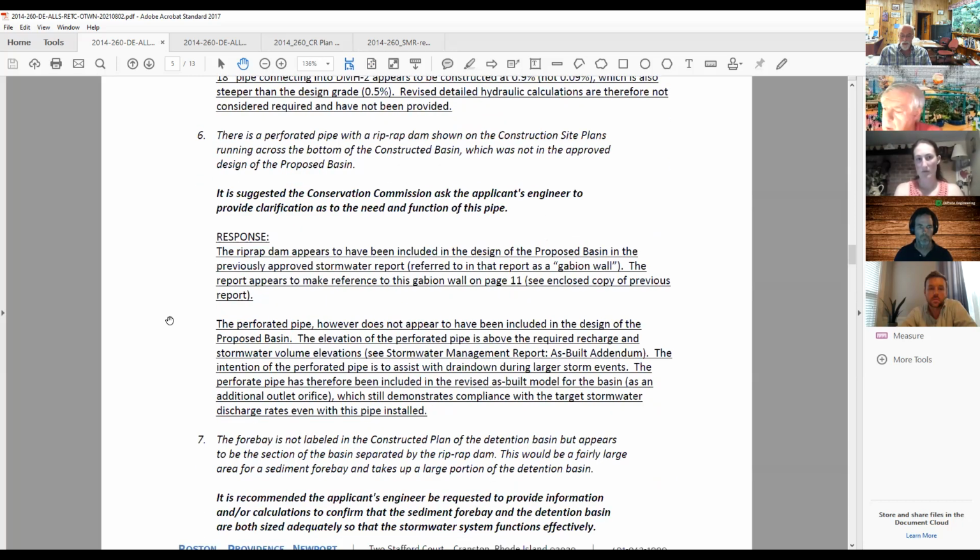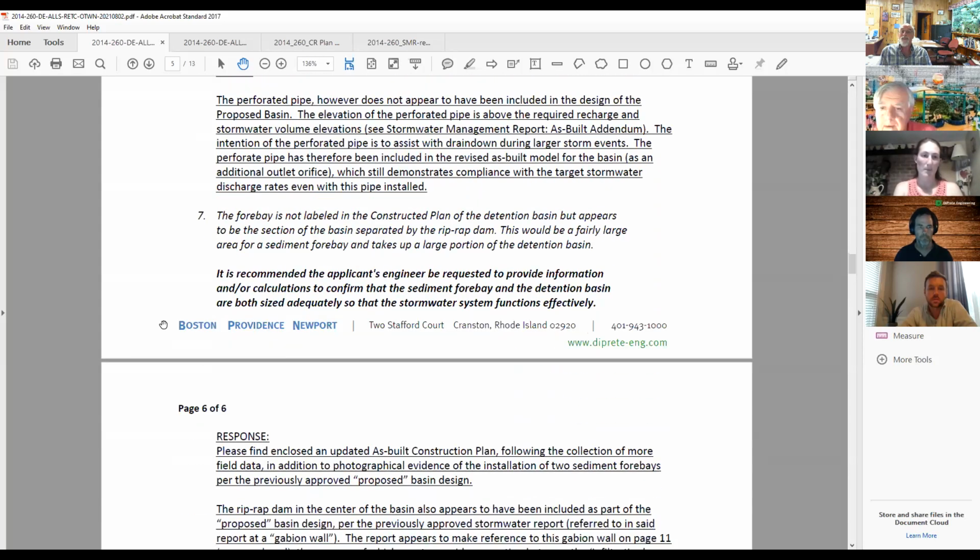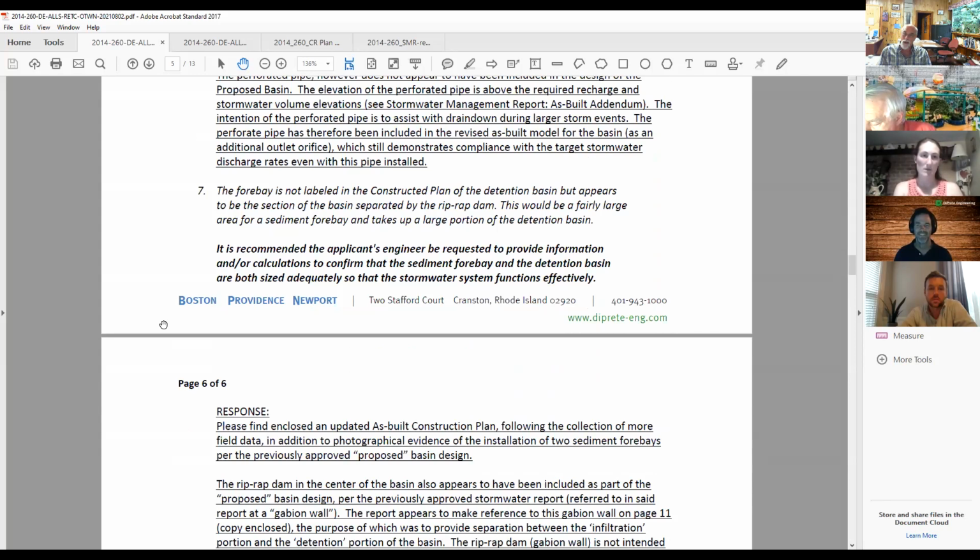And again, we go down to 6. The perforated pipe does not appear to have been included in the design of the basin. The elevation of the perforated pipe is above the required recharge and stormwater volume. The intent is to assist with drain down during larger storm events. The pipe has been included in the as-built, so we're going to ask Frank to verify that. It's something we won't need to do here, but we're making good progress. Okay. That's great, because the issues have been addressed.